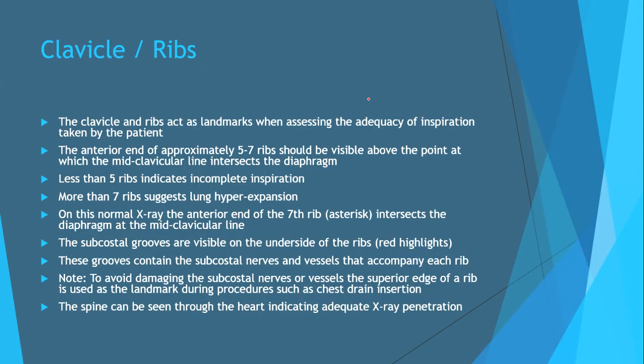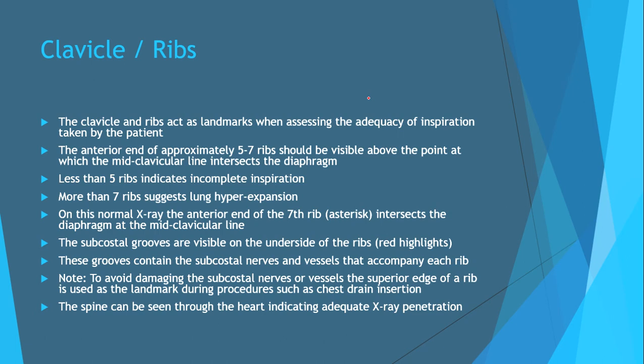Clavicle and ribs. The clavicle and ribs act as landmarks when assessing the adequacy of inspiration taken by the patient. The anterior end of approximately 5 to 7 ribs should be visible above the point at which the mid-clavicular line intersects the diaphragm. Less than 5 ribs indicates incomplete inspiration. More than 7 ribs suggests lung hyperexpansion. On this normal X-ray, the anterior end of the 7th rib, asterisk, intersects the diaphragm at the mid-clavicular line.